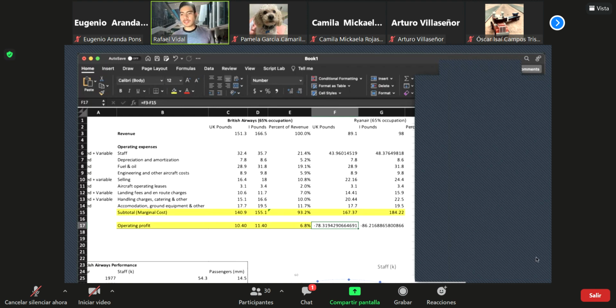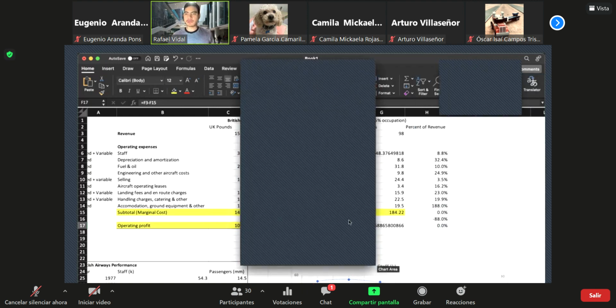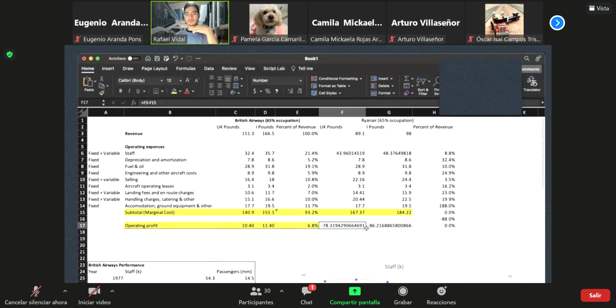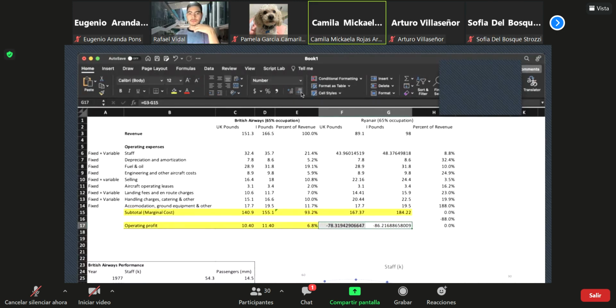Most of you thought this was going to be profitable, but it is not. What's the problem? Why is it not profitable, if it is really productive? Is it because most of the expenses rise up? For example, landing fees in Irish pounds was just 11.7, and then with Ryanair, it became 59. So there is an increase in the expenses.